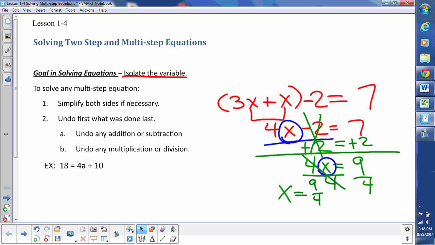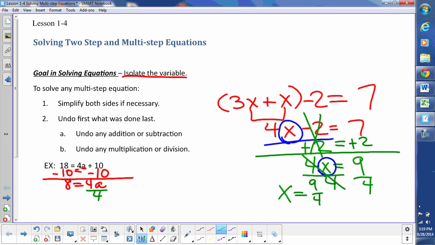Here's another example. 18 is equal to 4a plus 10. Here's my variable. I have addition and I have multiplication. Addition was done last, so I will undo addition first by subtracting 10 from each side. Put your equal sign in between, bring it straight down, put your equal bar underneath. 18 minus 10 is 8 equals 4a. My variable a is multiplied by 4, so to undo the multiplication, I will divide by 4. Dividing both sides by 4, I get my answer: 2 is equal to a.